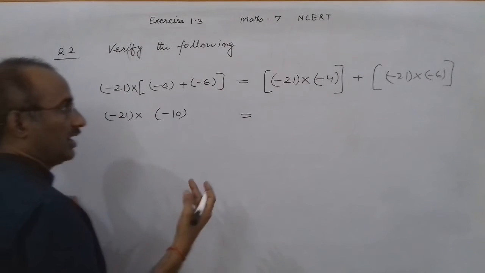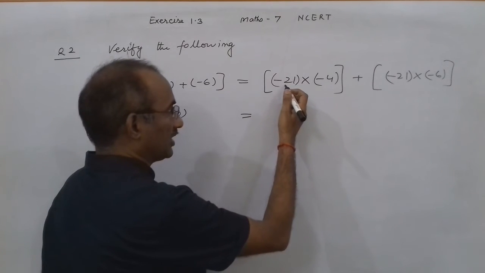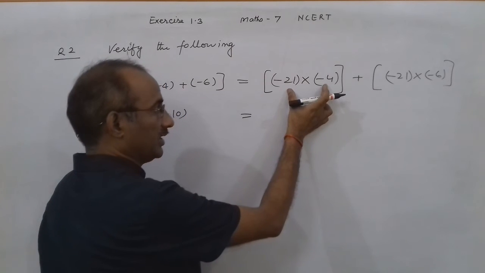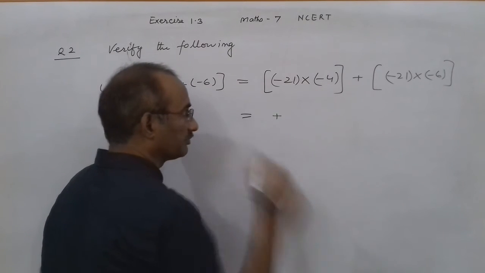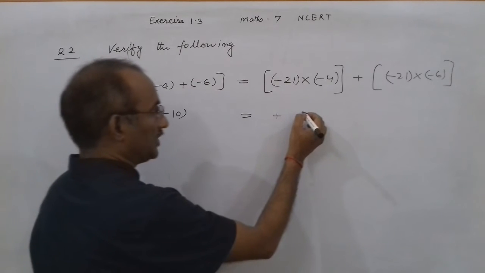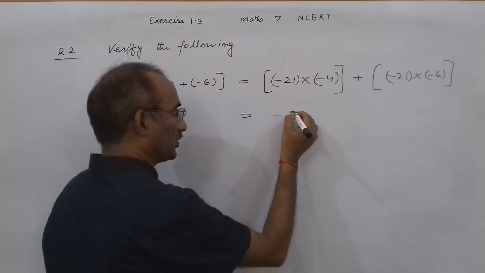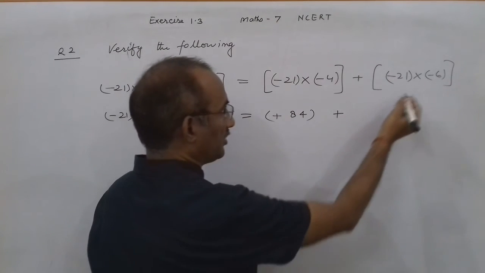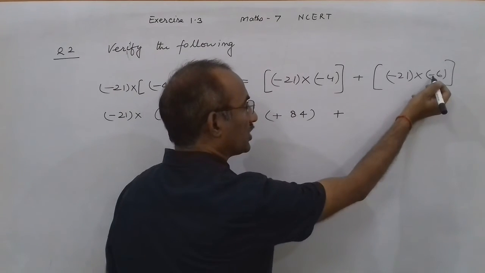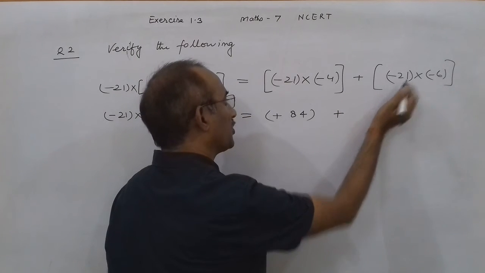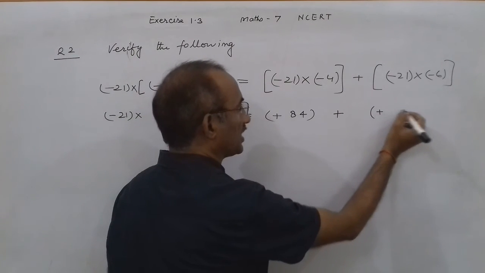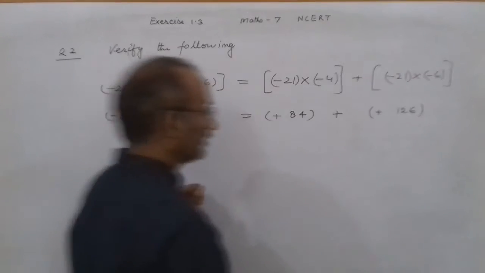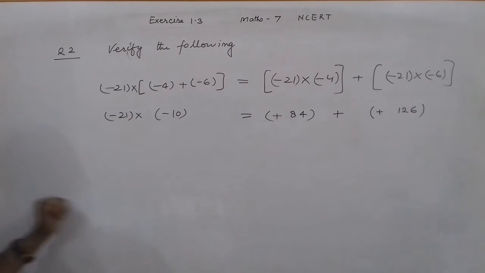And in the right hand side, we have to multiply minus 21 and minus 4. Product of two negative integers is positive. So here we get 4 1s are 4 and 4 2s are 8. And similarly, the product of two negative integers is always positive. So here we get plus 6 1s are 6, 6 2s are 12. So we have plus 126.